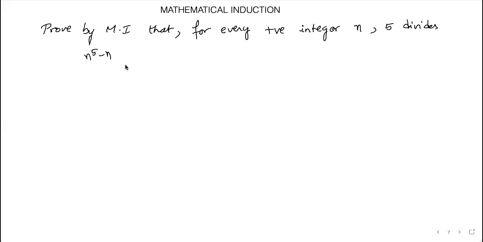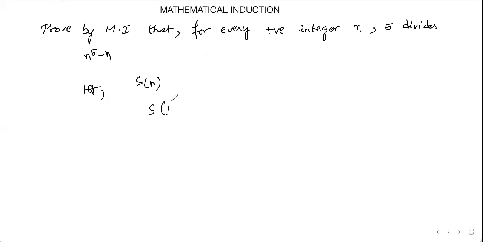Okay, so let S(n) here be the given statement. Okay, so we note that for S(1), for n is equal to 1, 5 divides 1 to the power 5 minus 1, which is equal to 0, right? So this is true.